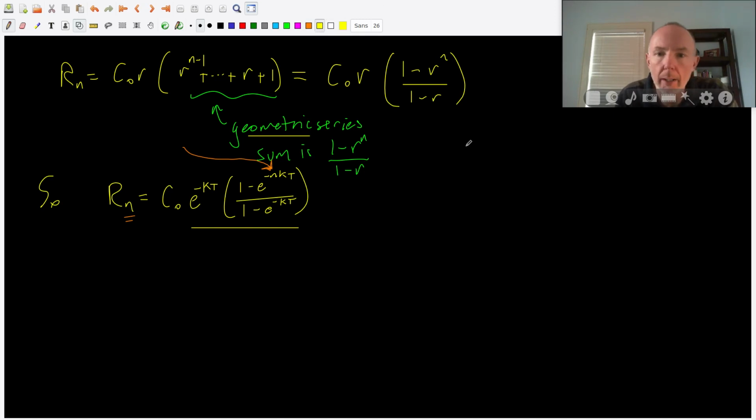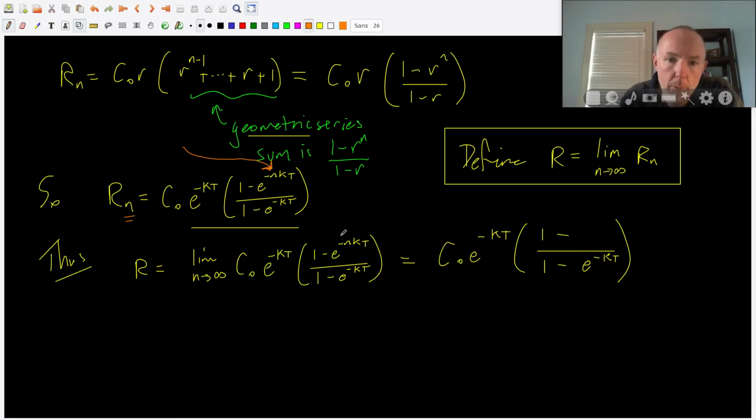So I'm going to define the limiting value of r sub n. I'm going to call it big R, and it's the limit as n tends to infinity of small r, right? The limit as n tends to infinity of r sub n. Then R must be identically the same, except we have to take that limiting term. We have to plug that value in. And if you think about n and k and t, they're all positive numbers. So that's a decaying exponential. That's an exponential that looks like this. So as n goes to infinity, this is a decaying exponential. The limit is 0.